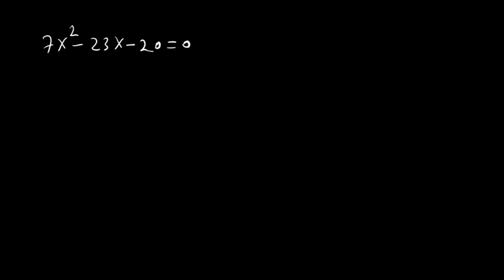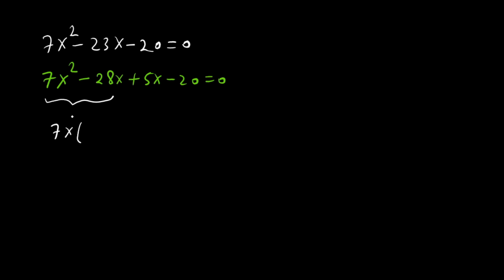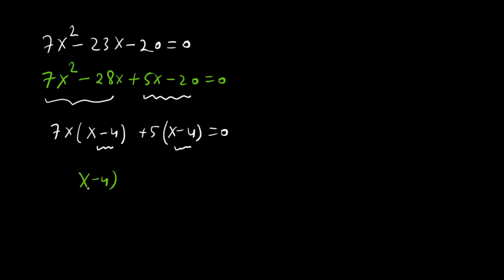Here we will apply the middle term split. Then 7x square minus 23x is 7x square minus 28x plus 5x minus 20, and this is equal to 0. Look carefully at these two terms. Here if we take 7x common, then 7x square divided by 7x, we get x, and minus 28x divided by 7x, we get minus 4. And here if we take common plus 5, then x minus 4 is equal to 0. x minus 4 is common. If we take x minus 4 common, then here 7x plus 5, and this is equal to 0.